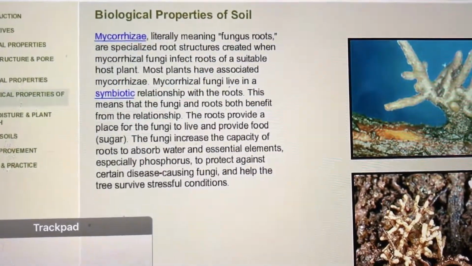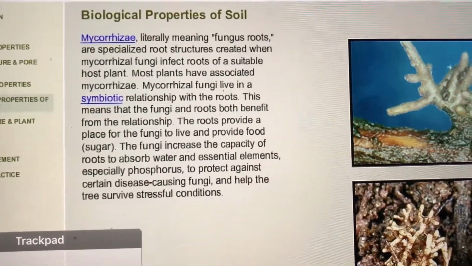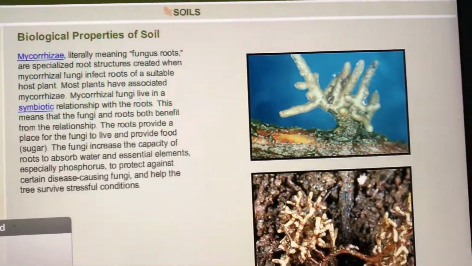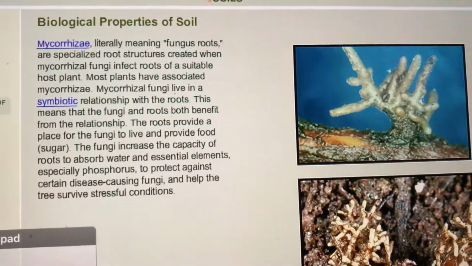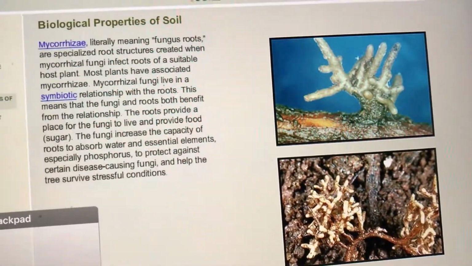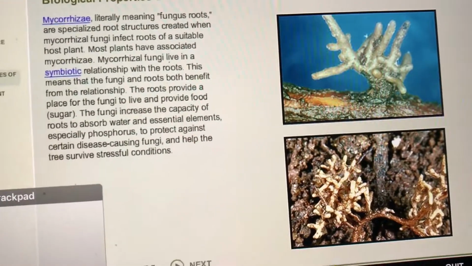The fungi increase the capacity of roots to absorb water and essential elements, especially phosphorus, to protect against certain disease-causing fungi and help the tree survive stressful conditions.